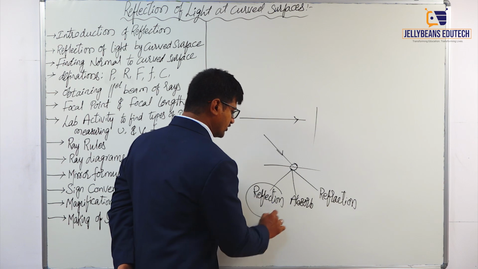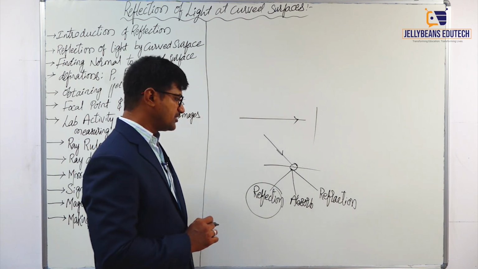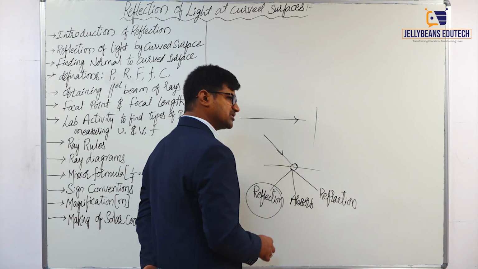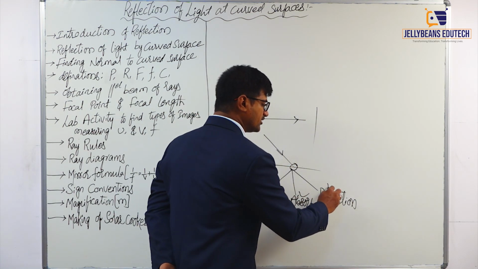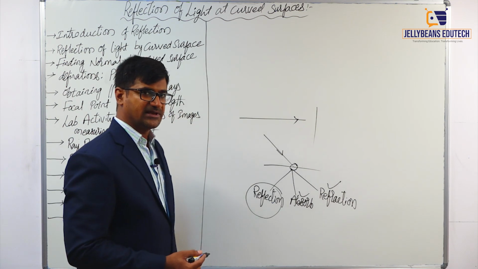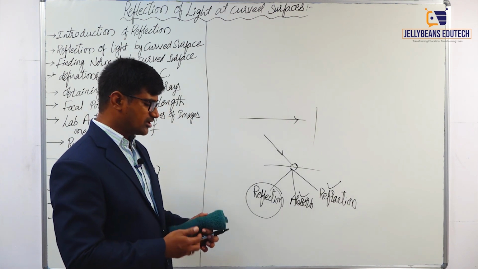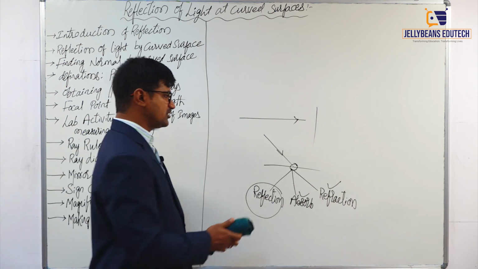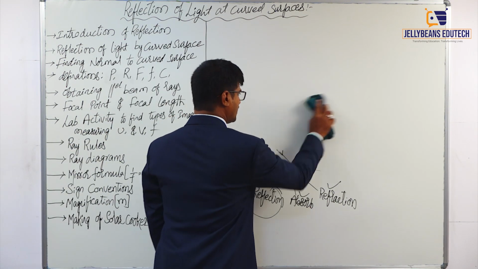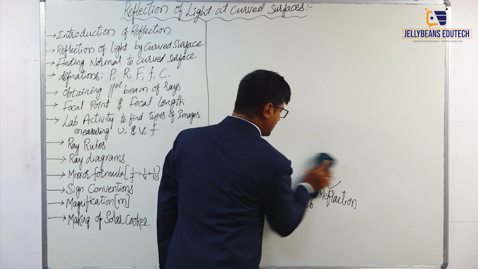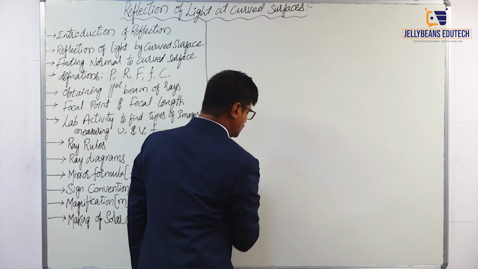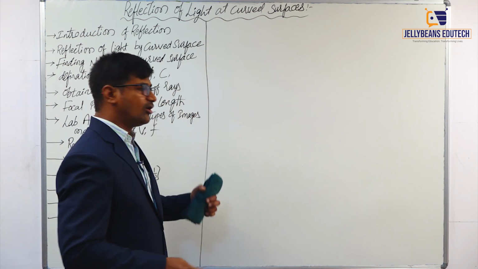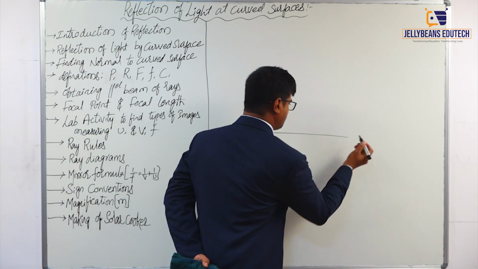Now we are going to observe the reflection. Depending upon the surfaces and situations, absorption and refraction also take place. In this class it is not necessary, so we are going to discuss only reflection. Let us discuss what reflection is. Reflection is when the light is incident on a smooth surface, for example a mirror.